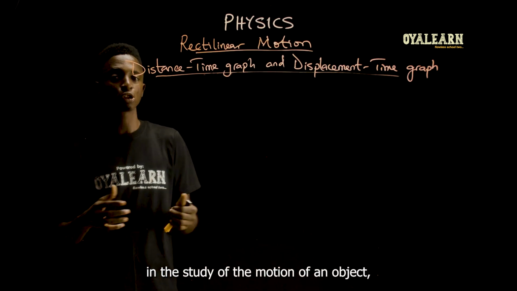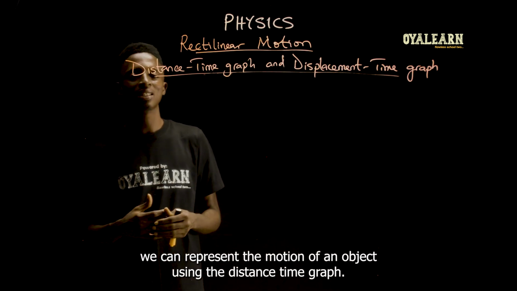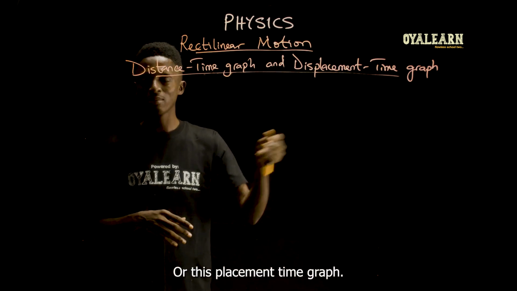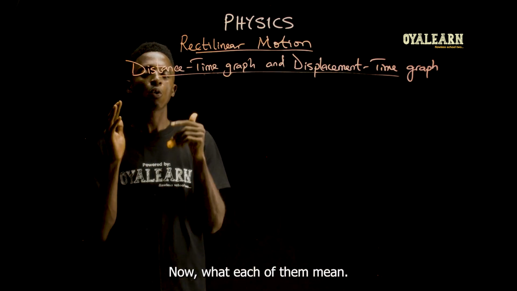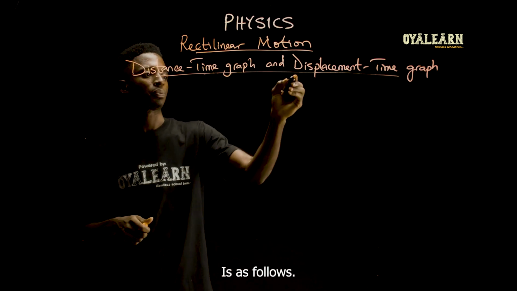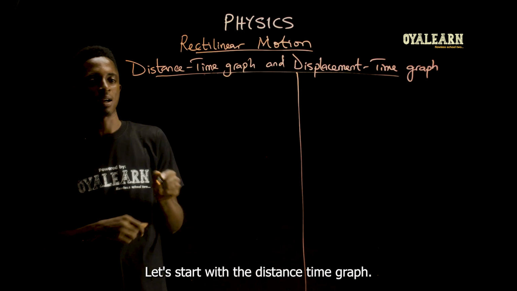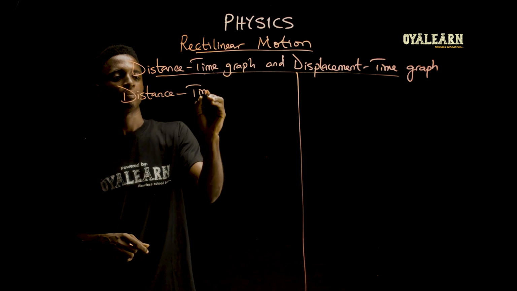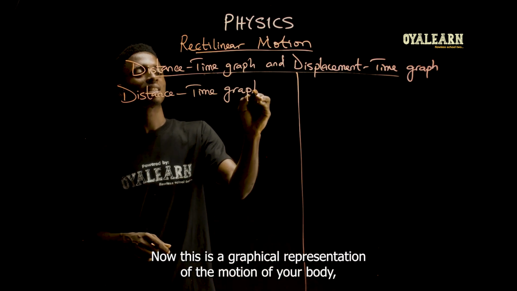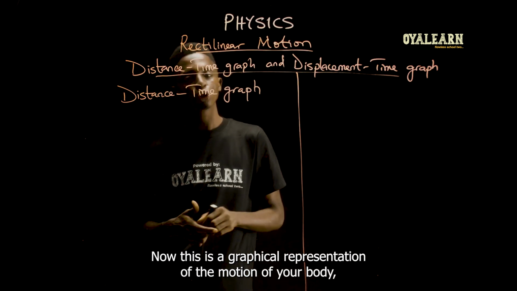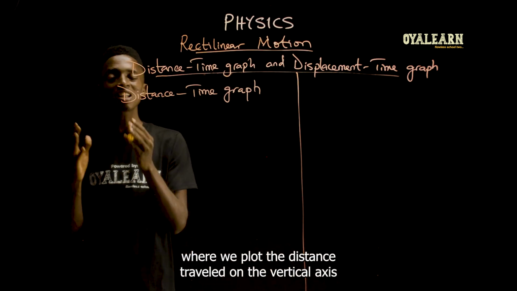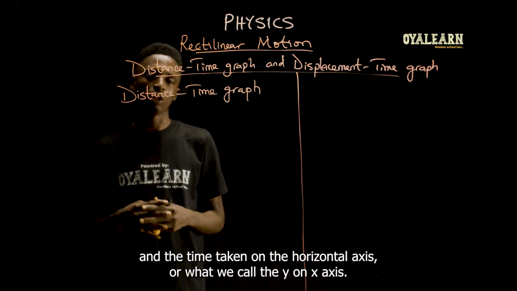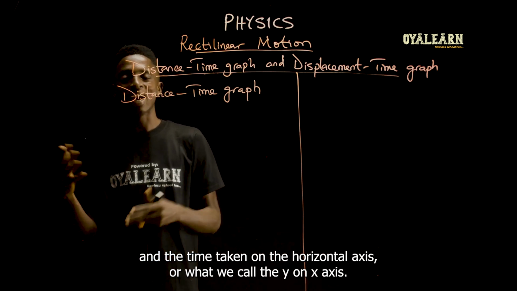In the study of the motion of an object, we can represent the motion of an object using the distance time graph or displacement time graph. Now, what each of them means is as follows. Let's start with the distance time graph. In the case of a distance time graph, this is a graphical representation of the motion of a body where we plot the distance traveled on the vertical axis and the time taken on the horizontal axis, or what we call the y and x axis.